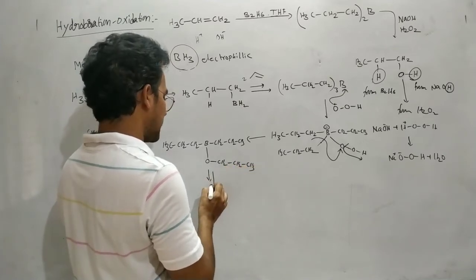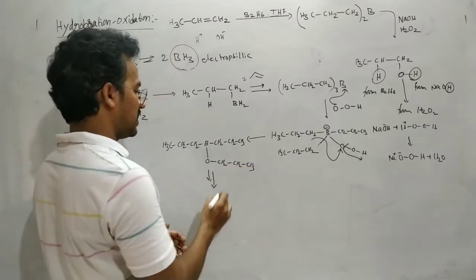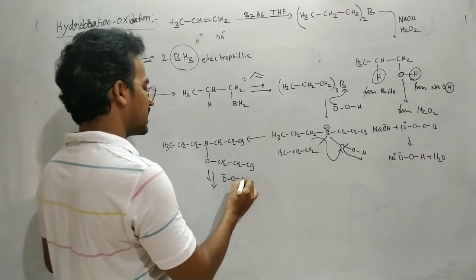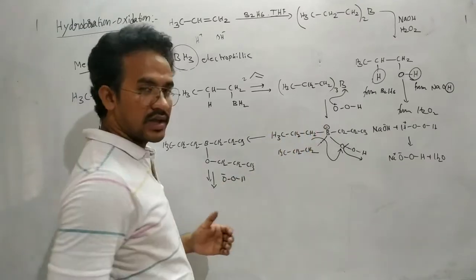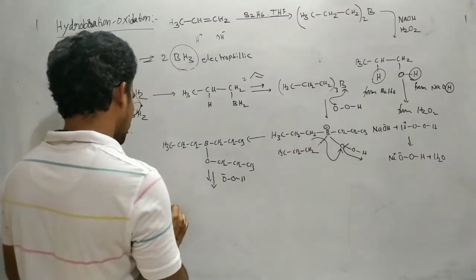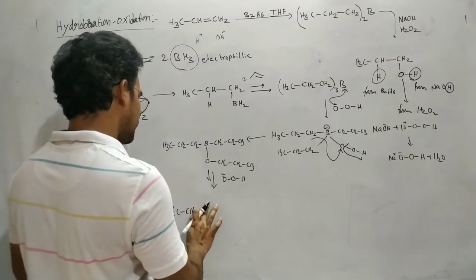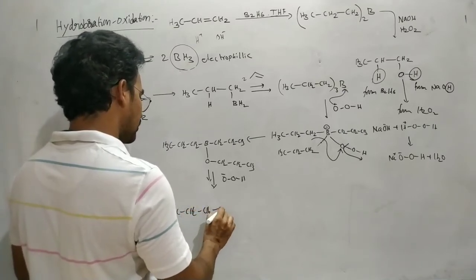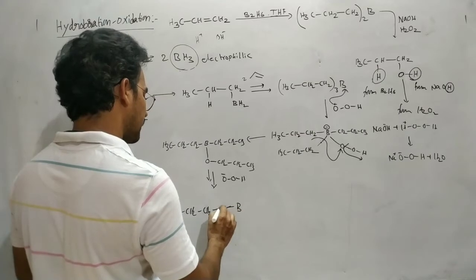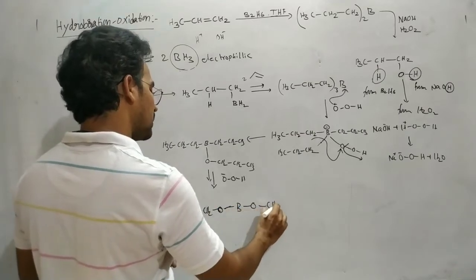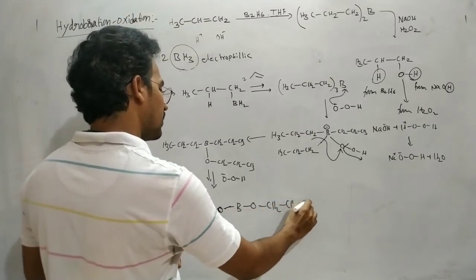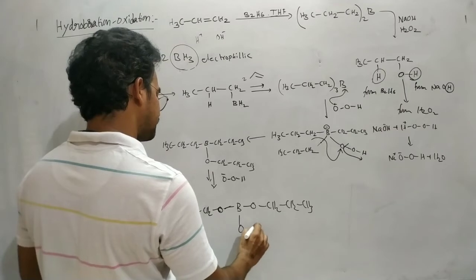This process is repeated another 2 times. That means the peroxide ion attacks and the alkyl group migrates another 2 times. So finally we will get the trialkoxy boron.